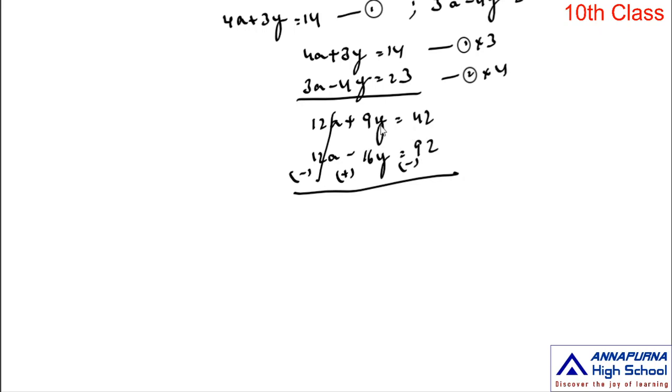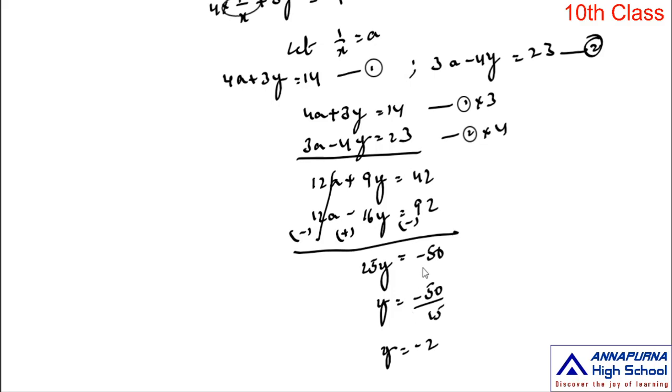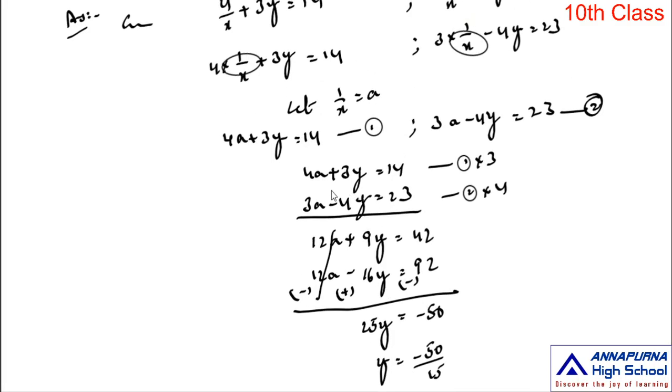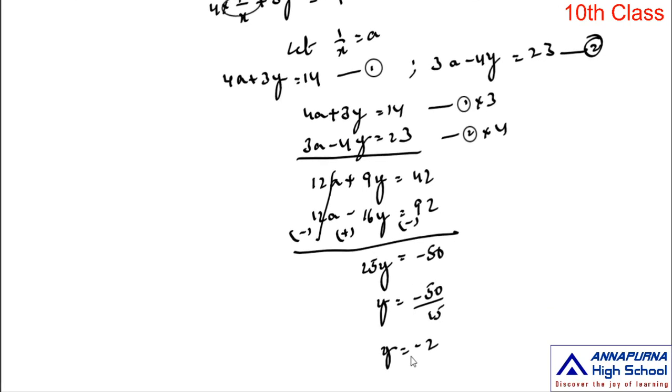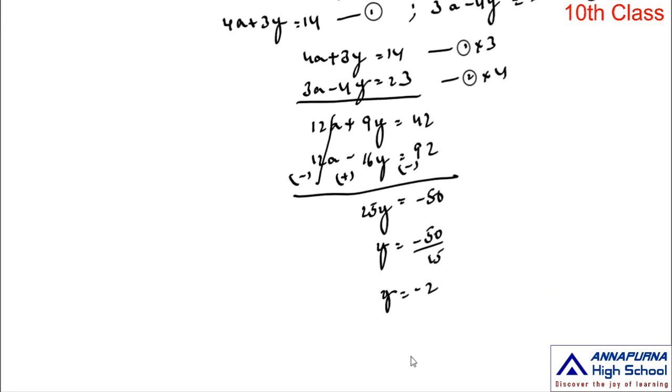12a minus 12a cancel. 9y plus 16y is equal to 25y is equal to 42 minus 92, minus 50. So y is equal to minus 50 by 25. So y is equal to minus 2. So in this step we got the y value directly. Why? Because we did not replace that y with any other variable. So that's why here we got the y value directly.